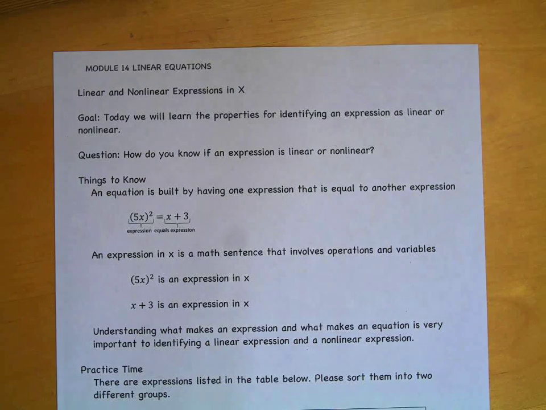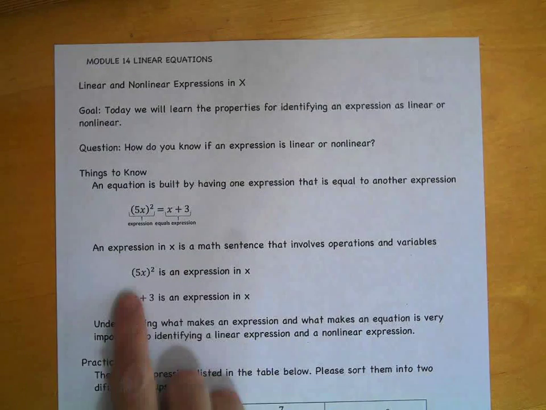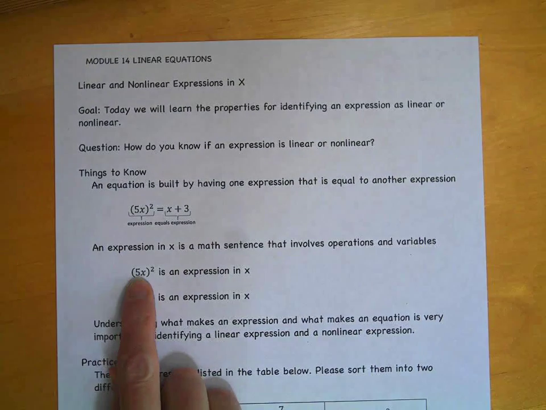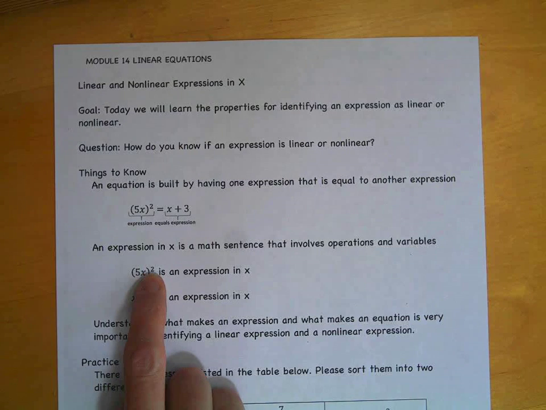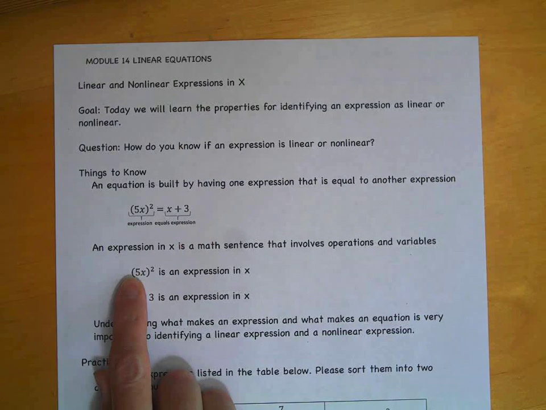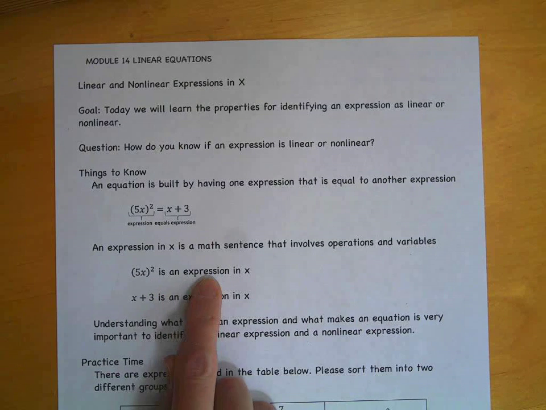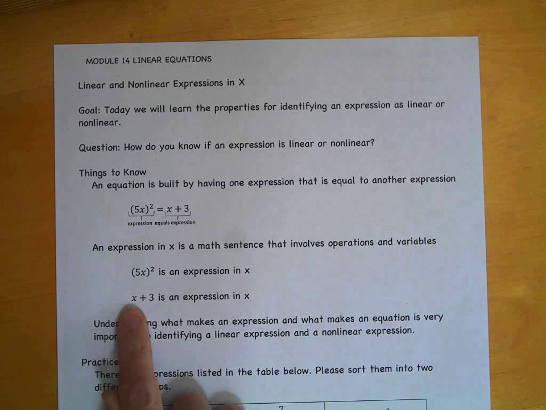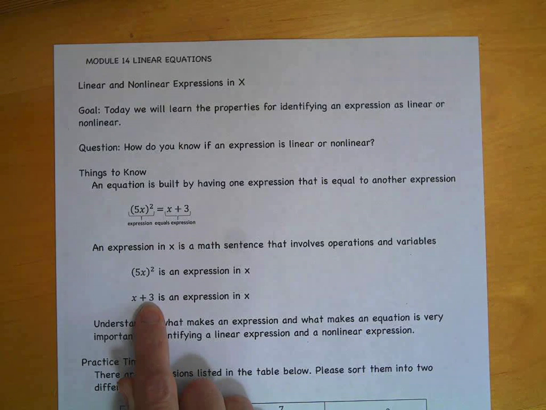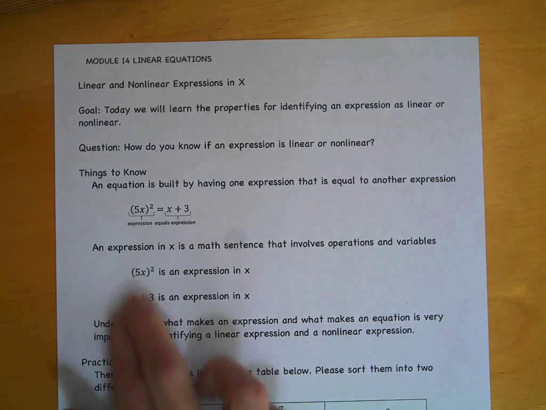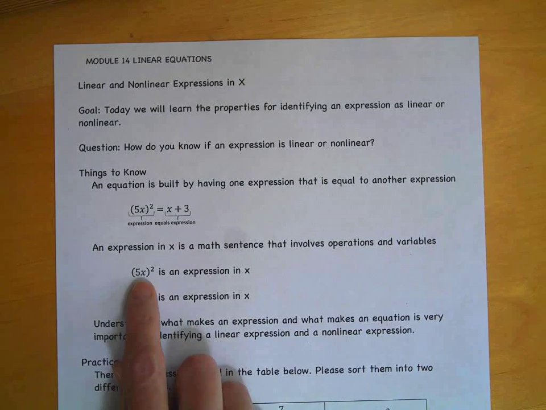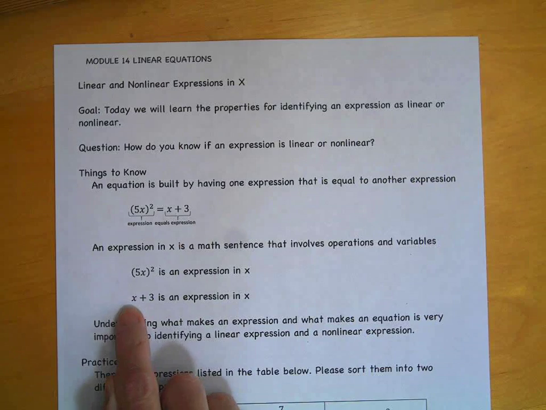An expression in X is a math sentence that involves operations and variables. So this is an expression in X because we have a coefficient, we have a variable, and both of those are raised to the power of 2, so that's considered an expression. Then we have a variable plus a constant, and this is also known as an expression in X because we have a variable plus a constant. And so we have two different examples of expressions in X because the variable that's involved is an X.